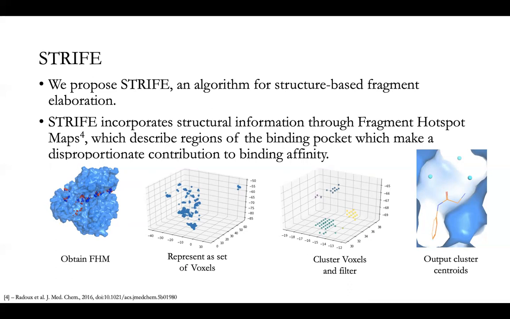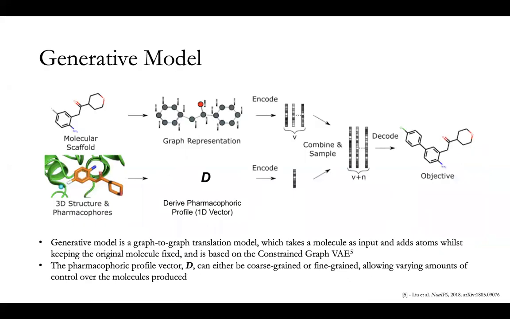So our generative model takes a fragment as input and a pharmacophoric profile vector, and it adds atoms to the fragment whilst keeping the original fragment fixed, using the constrained graph variational autoencoder framework. The pharmacophoric profile vector allows you to control what kind of elaborations you make. It comes in two different settings, a coarse-grained or a fine-grained vector. With the coarse-grained vector, you simply specify how many of each kind of pharmacophore you would like to see in your elaboration. So you might say you'd like 2 hydrogen bond acceptors.